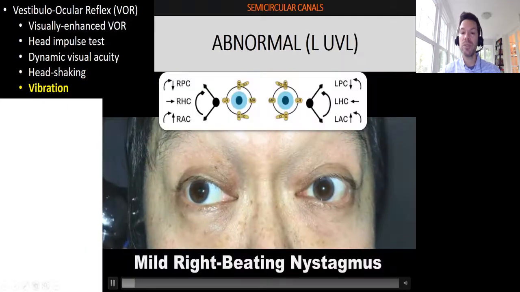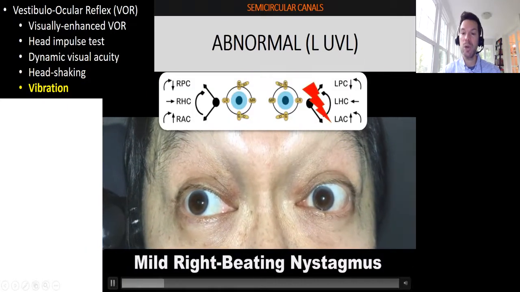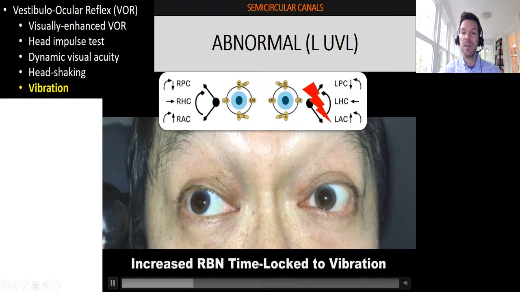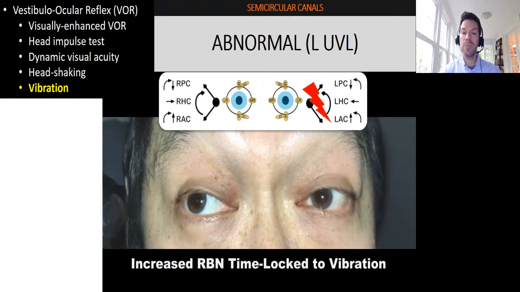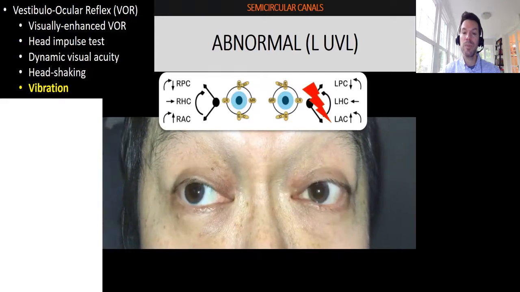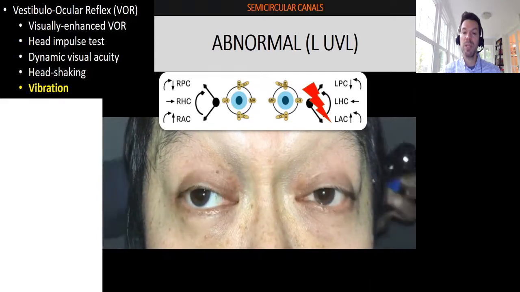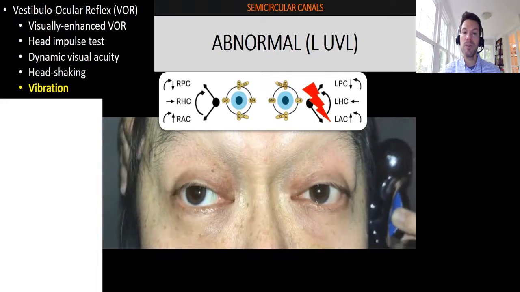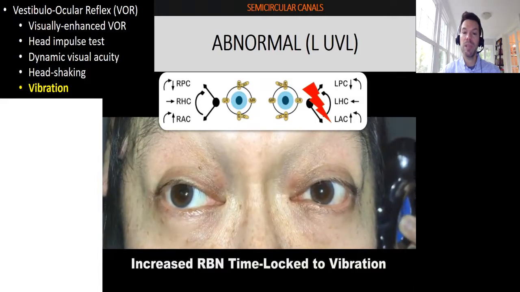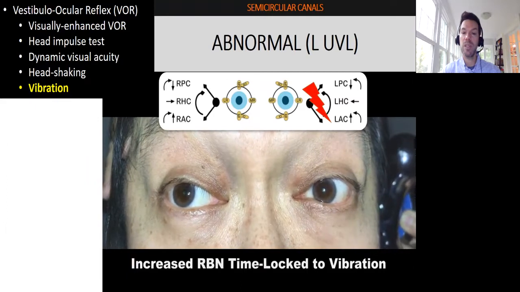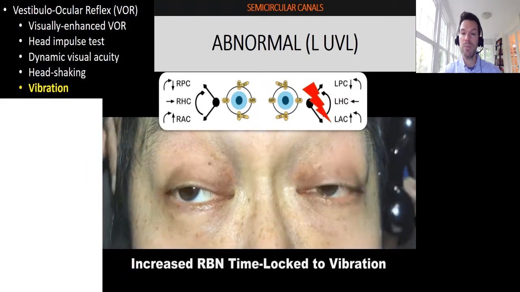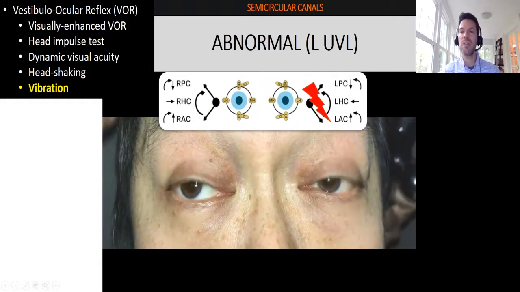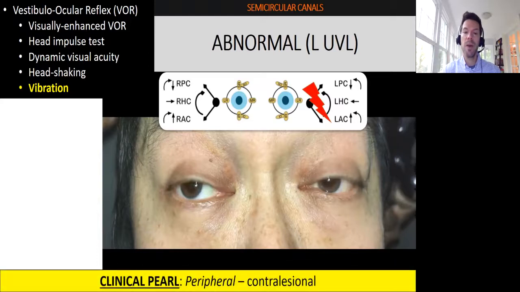This is a patient who suffered vestibular neuritis just a couple days ago on the left side. This is vibrator on. Good stuff. Off. Decreases back to this mild right-beating. Vibrator on. And immediately, that right-beating nystagmus increases. It's going to be time locked to the vibration. You can think of this as sort of an excitatory stimulus, like a warm water caloric, for instance. And again, the only acceptable peripheral pattern is going to be that it's contralesional.